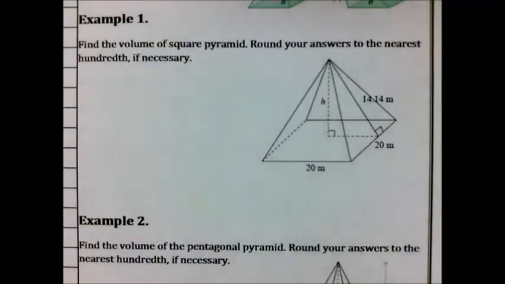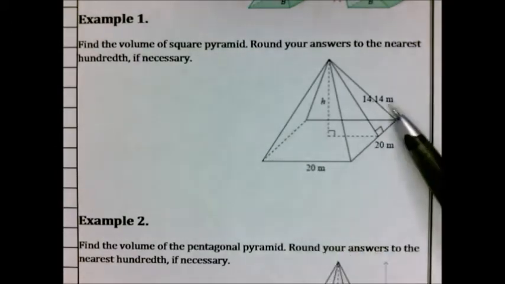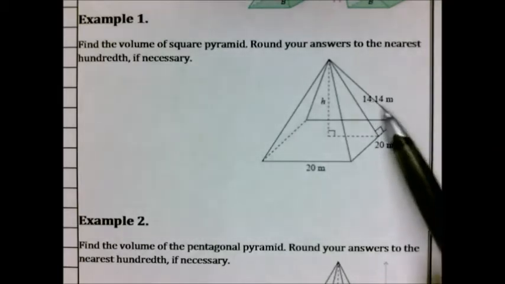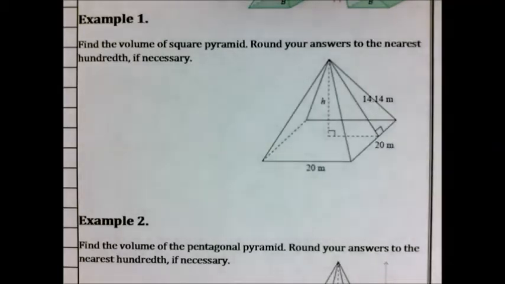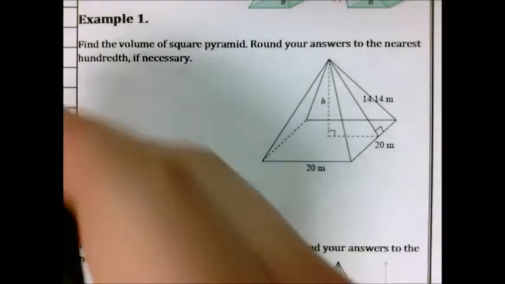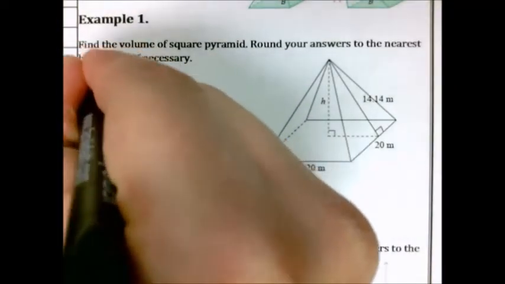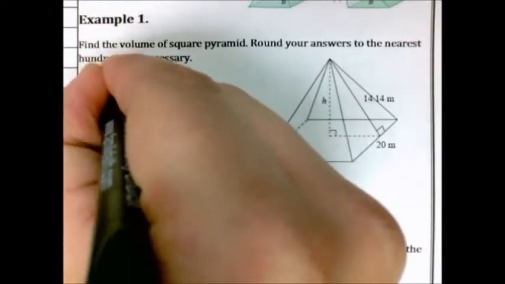All right, example 1 wants us to find the volume of the square pyramid, and we have to round our answers to the nearest hundredth if we need to. So here's what we're given. We're given this really cool pyramid, and the dimensions are that the base is square, 20 meters on both sides, and the pyramid has a slant height of 14.14 meters. So let's go ahead and write out our formula, just to remind ourselves of that real quickly again.